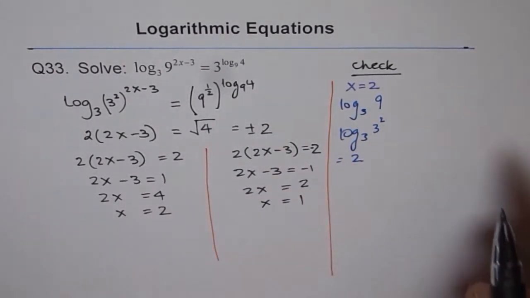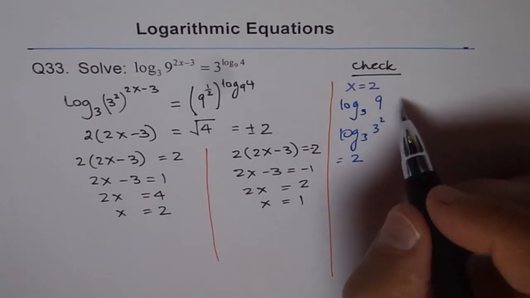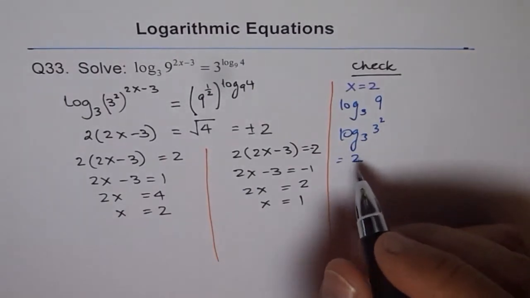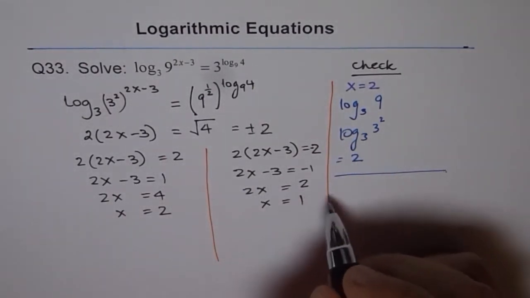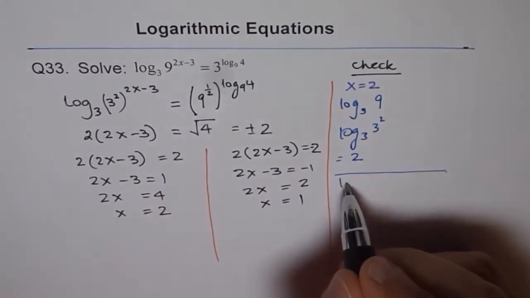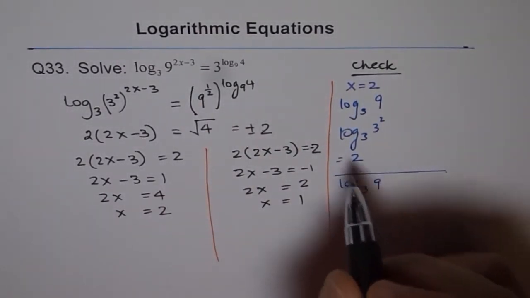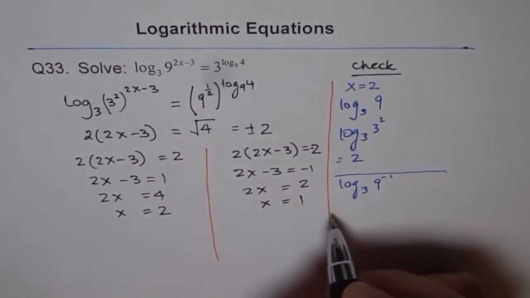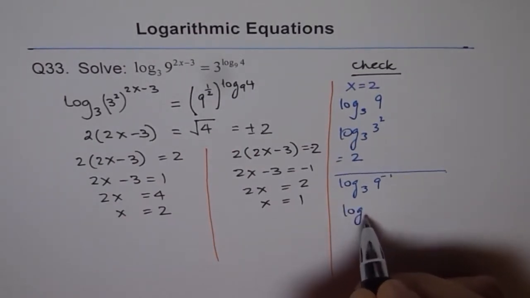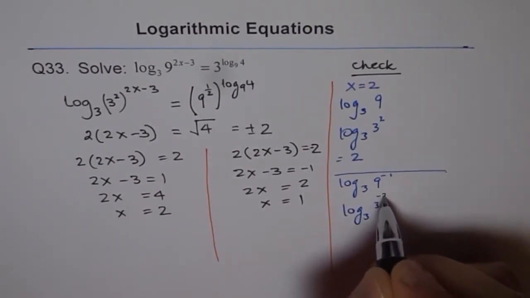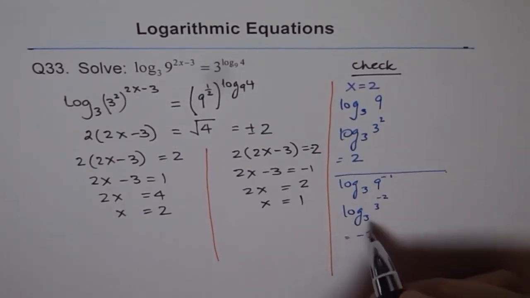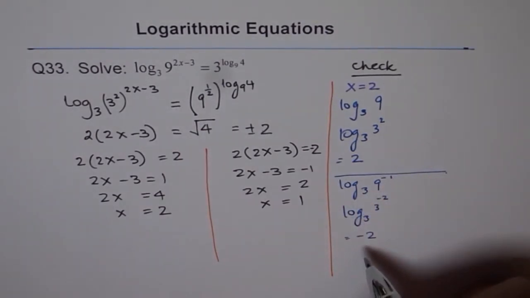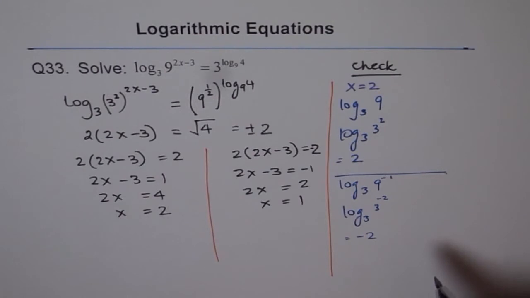Which is plus 2, that's correct. Now if I write x equals 1 here, then I get log base 3 of 9 to the power of minus 1, which is 1 over 9. So which is log base 3 of 3 to the power of minus 2, and that gives me minus 2. Of course, that was minus 2. And so both seem to be the right answer. So we get the answer as plus 2 and minus 2.